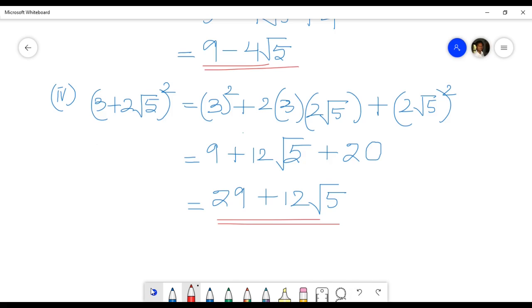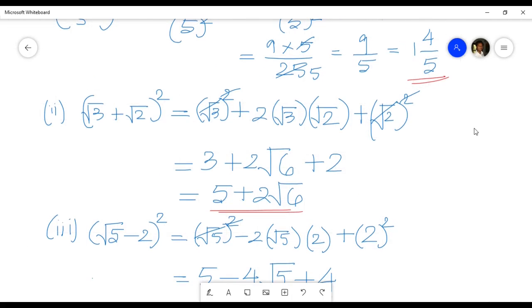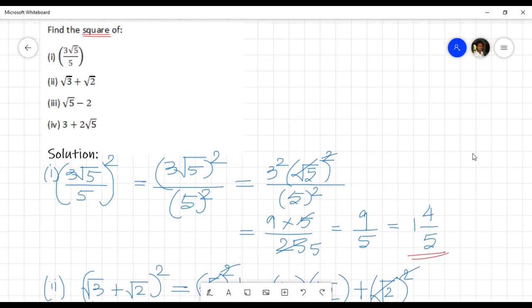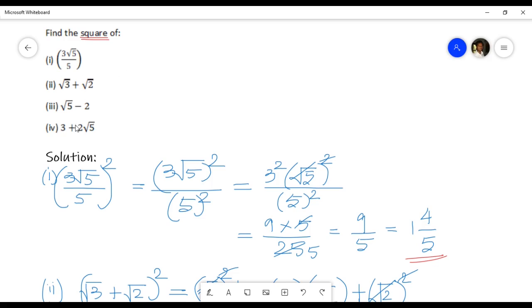I hope you remember this, and I hope you learn and practice this. So these are the 4 questions that I have explained to you, how to find the square of these expressions. And the best thing that you can do is to remember it well. Just go through it, and the best thing is to practice. Keep practicing, okay, and it will be much better. That is what maths is all about.